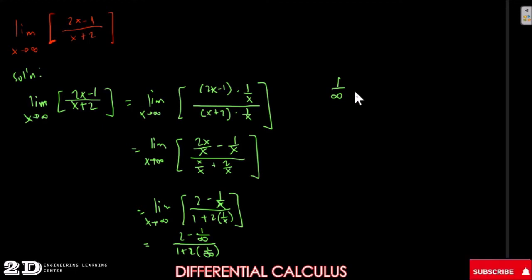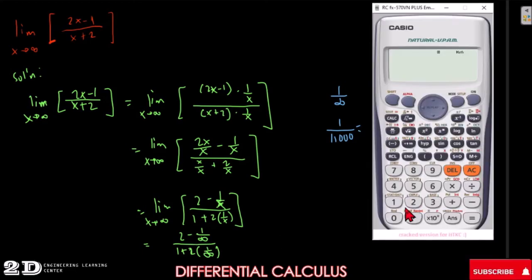Okay, so let's just use another pen here so that we could have it much clearer. Okay, 1 over infinity. Okay, infinity is a large number. So if we are going to have 1 over 1,000, so this will be equivalent to, let's use our virtual calculator. Okay, so 1 divided by 1,000.